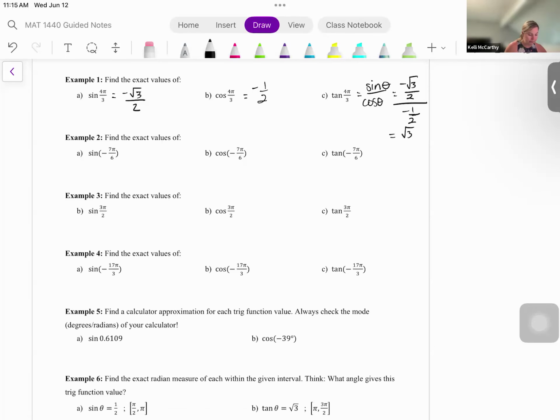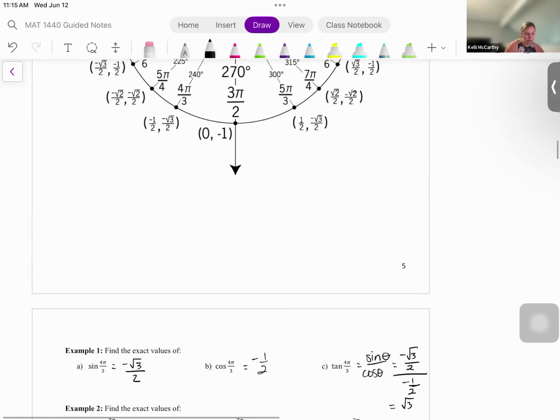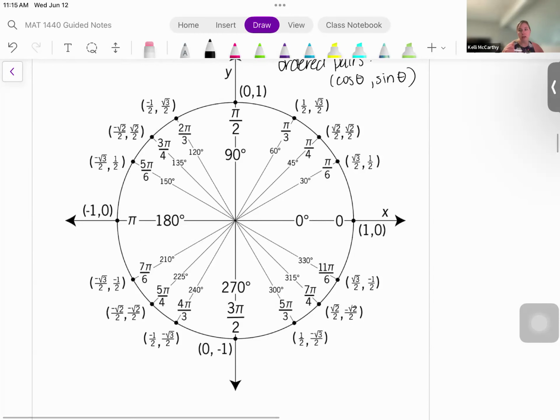Sine of -7 pi over 6. So using our unit circle, again, negative angles, we want to move clockwise. So I'm going to go, here's 0, pi over 6, -1 pi over 6, -2 pi over 6, -3 pi over 6, -4, -5, -6, -7 pi over 6 is this ordered pair right here. So I'm going to mark that ordered pair on that other page so that we can find our trig function values.